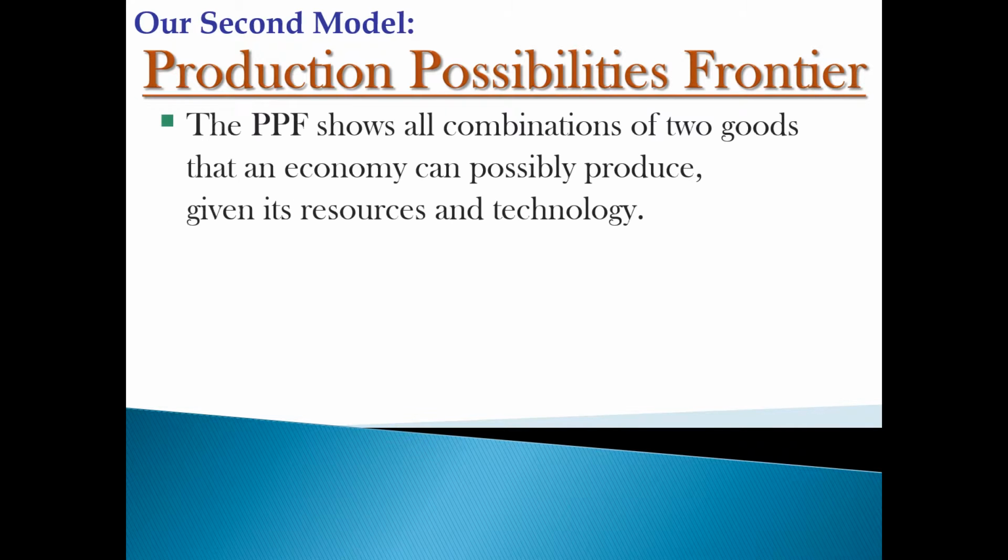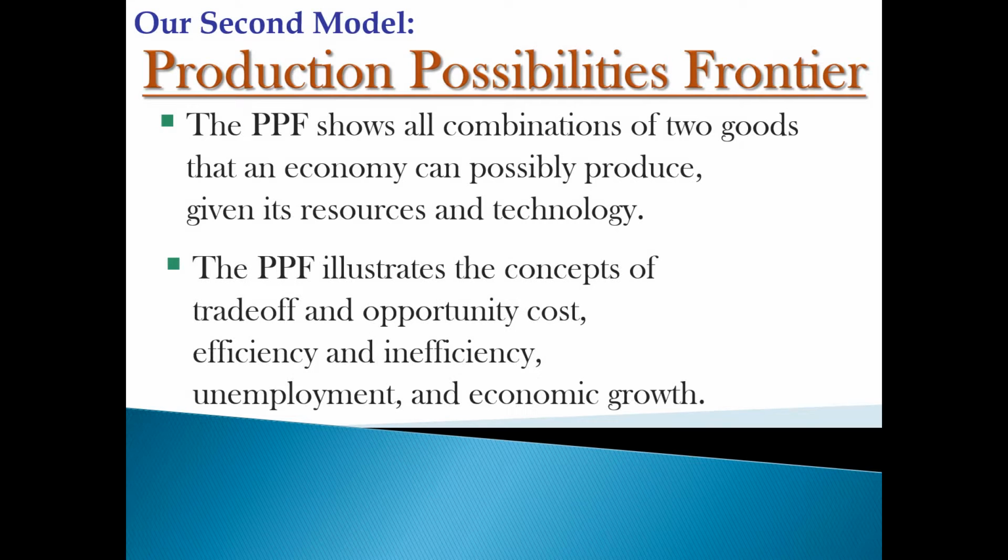So the production possibilities frontier shows all combinations of two goods that an economy can possibly produce given its resources and technology. It lets us know the productive possibilities, given the name, of a given economy. And we're going to be able to illustrate concepts such as trade-offs, opportunity cost, efficiency, inefficiency, unemployment, and economic growth just with this model. It'll give us a representation between resources and production as well as consumption.